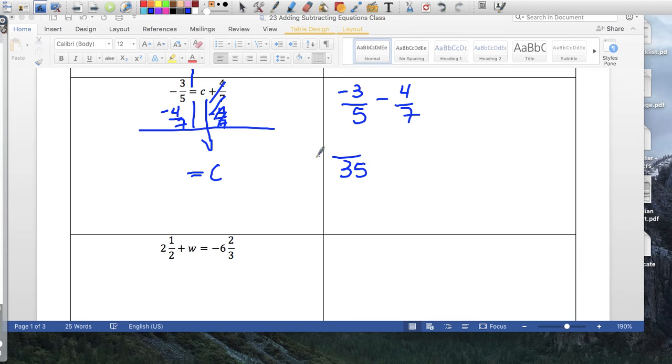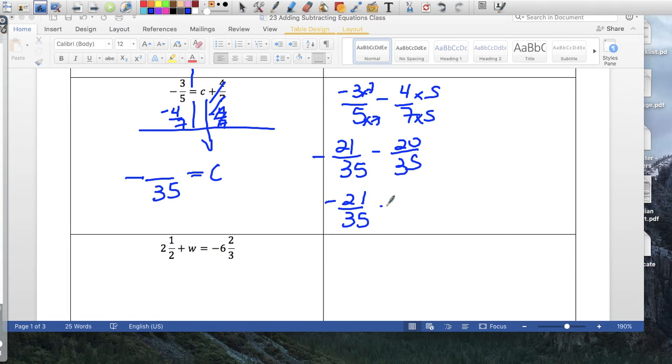The LCM is 35. Times 7 is going to be 21, and times 5 is going to be 20. So again, it's going to be a negative number. If you change this, it's going to be negative 21 over 35 plus negative 20 over 35. If you focus on this, you get negative 21 plus negative 20, which is negative 41 right here. Okay. Check.